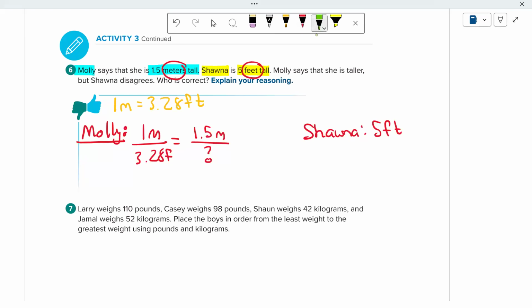If you need to write it there, then write it. Convert to feet. Could I convert to meters? Absolutely, but I'd rather just convert to feet. It's easier. So how did 1 become 1.5? You multiply by 1.5, or you could cross multiply and divide. That is totally up to you. 3.28 times 1.5 is 4.92.